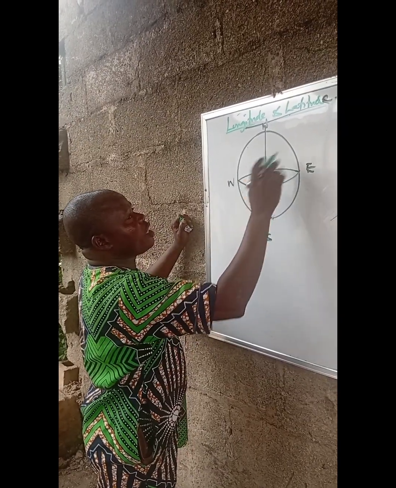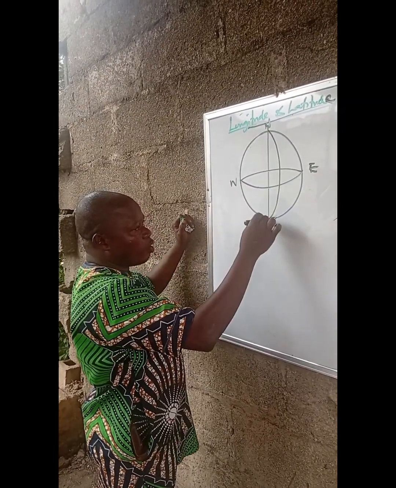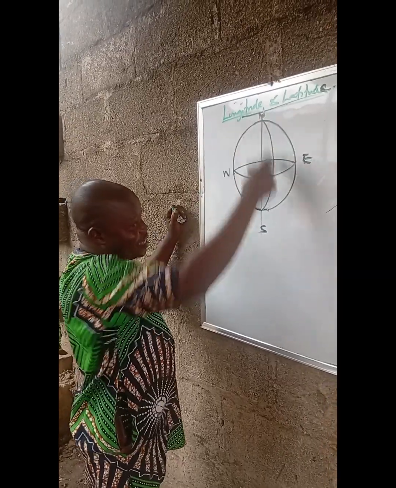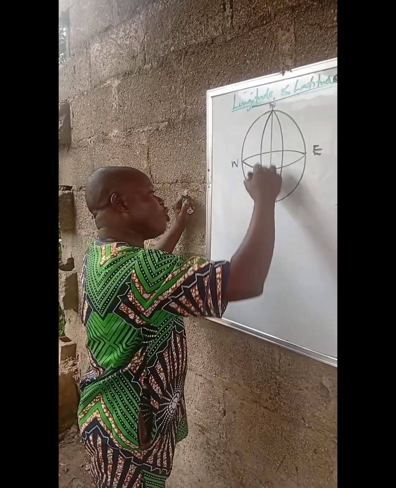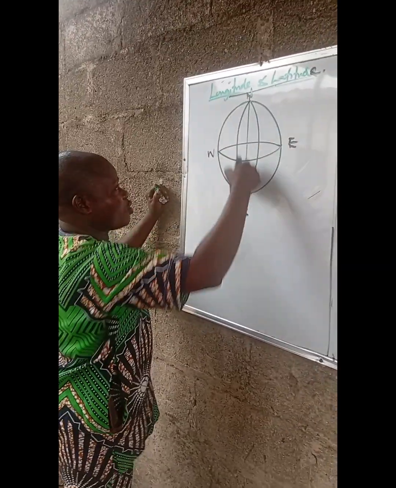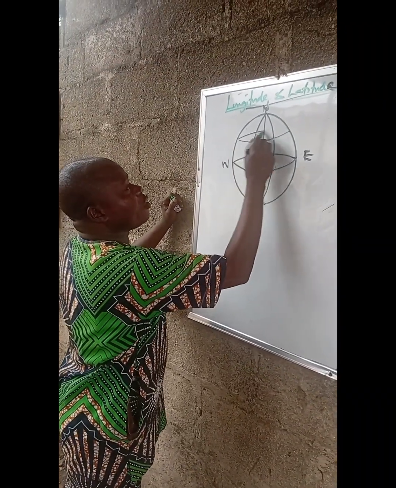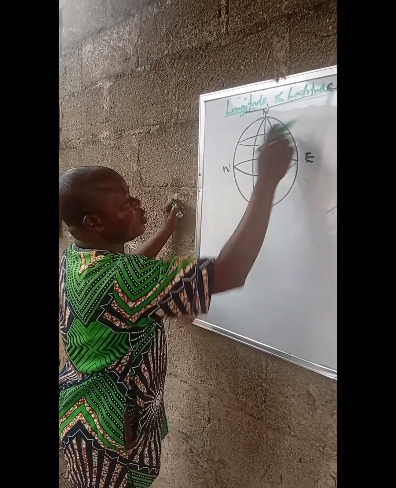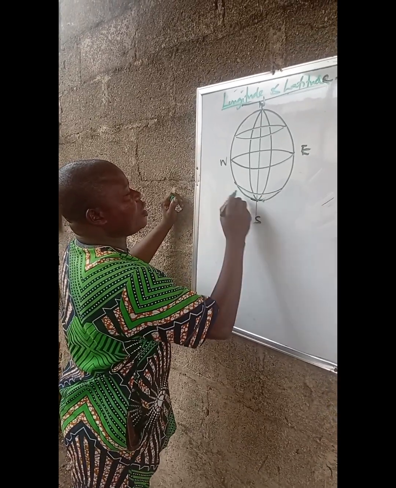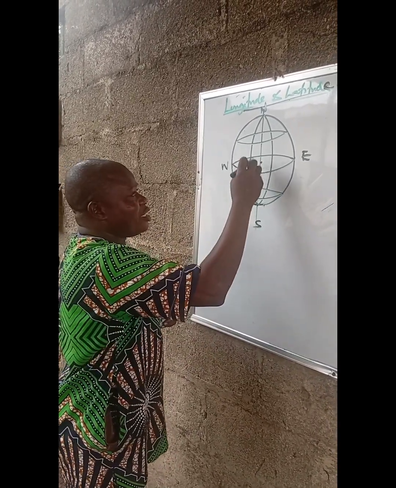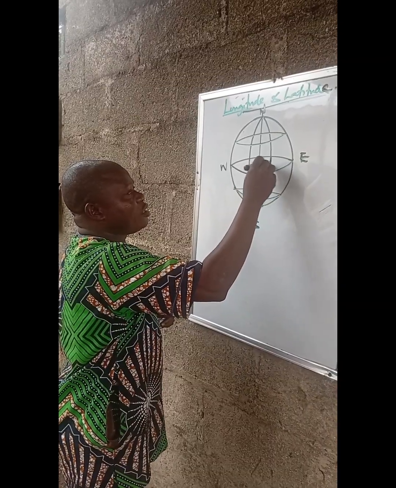Now, from the equator, we have the region called the longitude here, which is taking the eastern region, while here is called the longitude, which is also on the western region. Now, here is called the latitude, which is on the north pole. Also, here the south is called the latitude. And the center here is called, like I said, the equator.